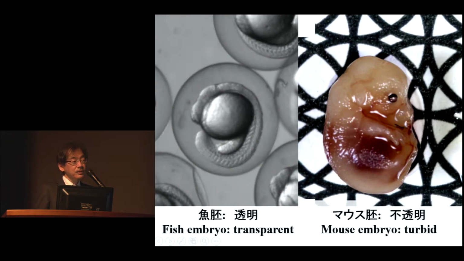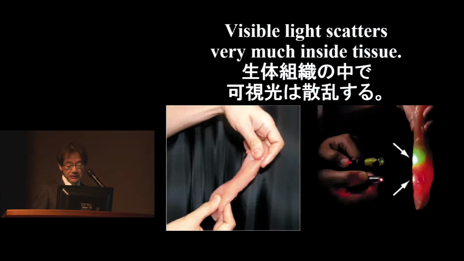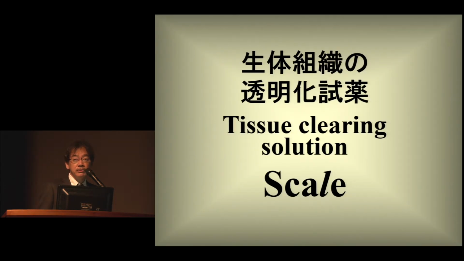So this is because fish embryos are extremely transparent. Okay. And by contrast, mouse embryos are turbid. Okay. And mice and humans and many animals are not transparent. Okay. And visible light scatters very much in our body or inside the tissue. Okay. So now I'd like to touch upon tissue clarification technology a little bit.